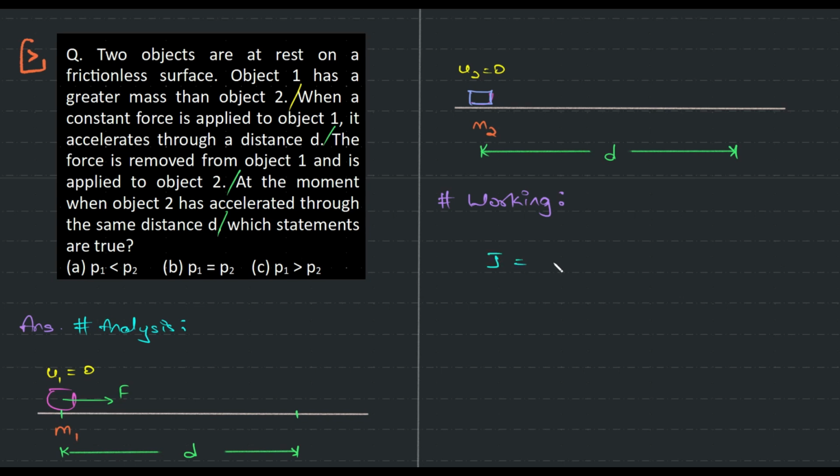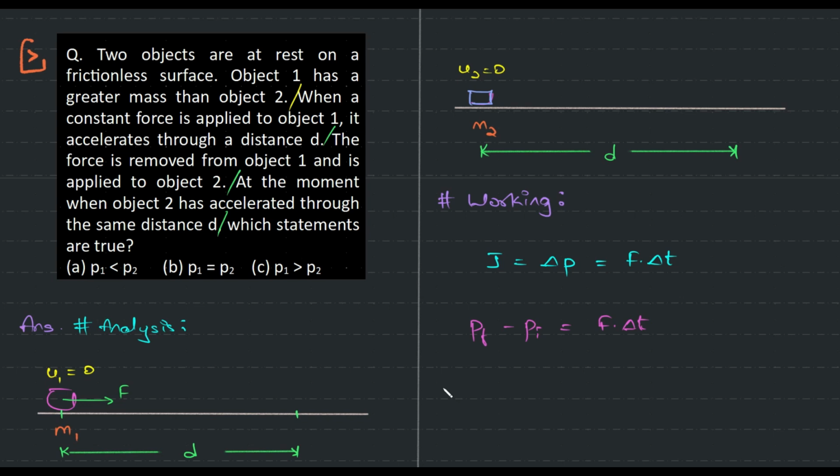So we know that impulse is given by change in momentum, and this in turn is given by force times delta t. Change in momentum is final momentum minus initial momentum, equal to force times t or delta t, doesn't matter.